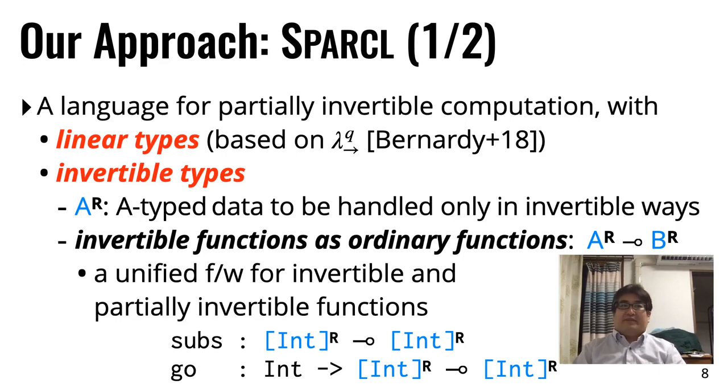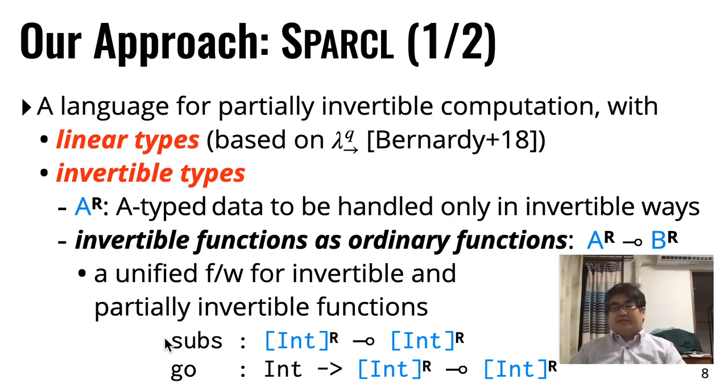Sparcl comes with linear types and invertible types. Invertible types, denoted by A with superscript R, intuitively mean values of type A that have to be handled only in invertible ways. Thanks to invertible types, invertible functions are represented as ordinary linear functions between invertible types in Sparcl, like this. This representation provides a unified framework for describing invertible and partially invertible functions. For example, here we show the types of subs and go in Sparcl.